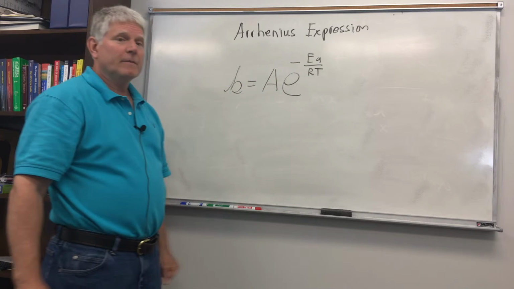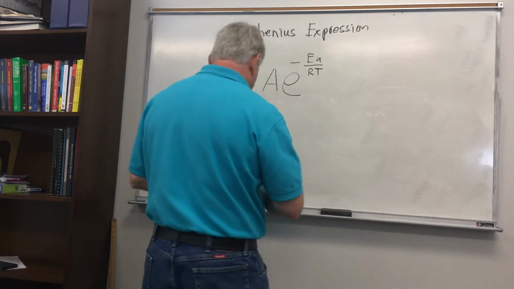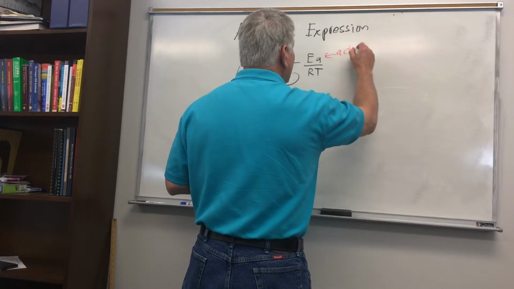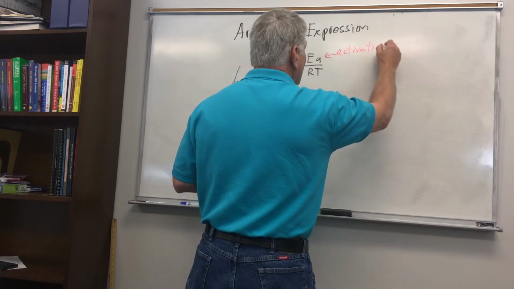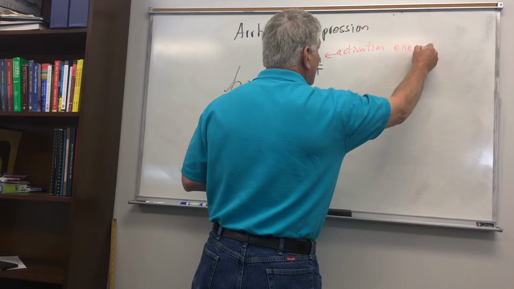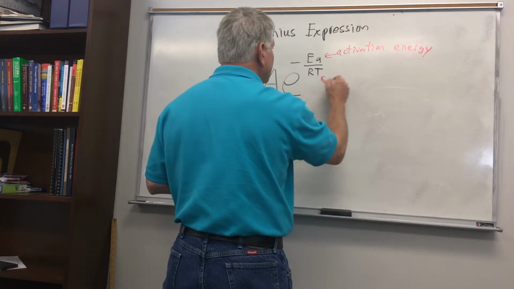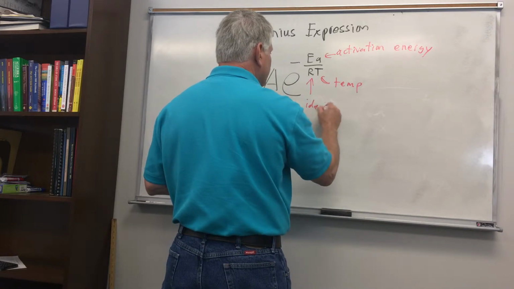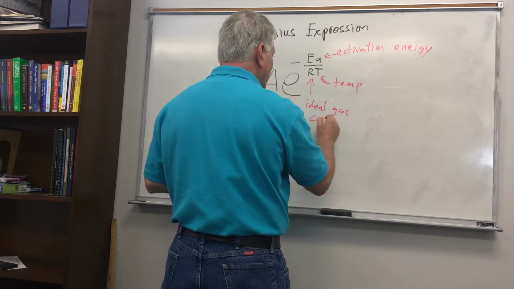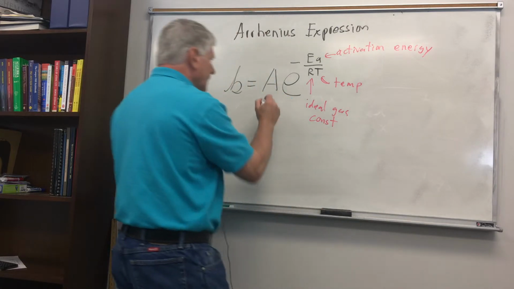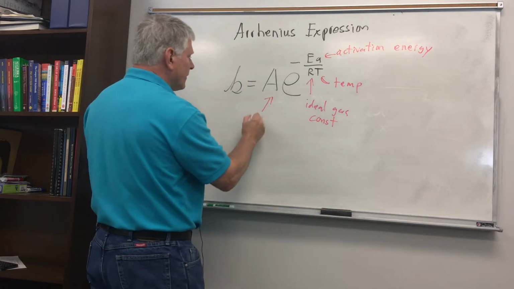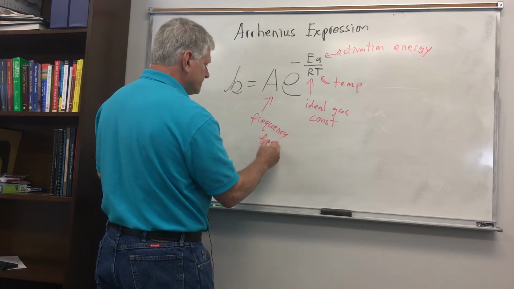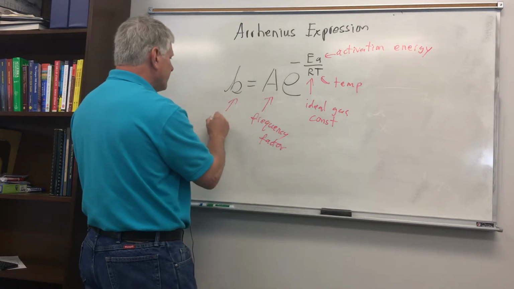We have this E sub A, which is the activation energy for the reaction. T is the temperature. R is the ideal gas constant. A is called the frequency factor. And k is our rate constant.